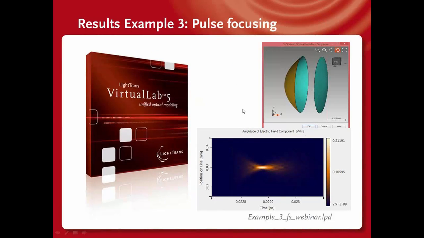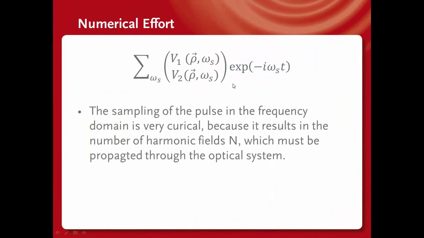I will directly come back to the example we discussed before, but before we do so, I will talk a little bit about the numerical effort, because the sampling of the pulse in the frequency domain is really the critical part in our technique. That means that this sampling in the frequency domain gives you the number of harmonic fields which must be propagated separately through the optical system. And now there's the question: how many harmonic fields N do we need?